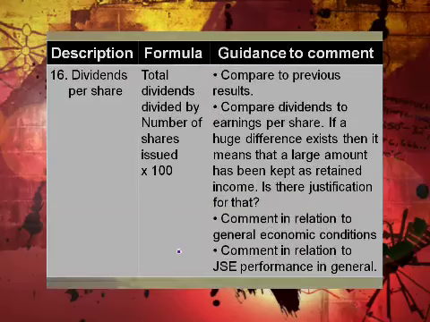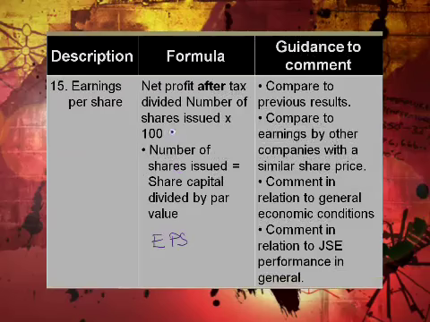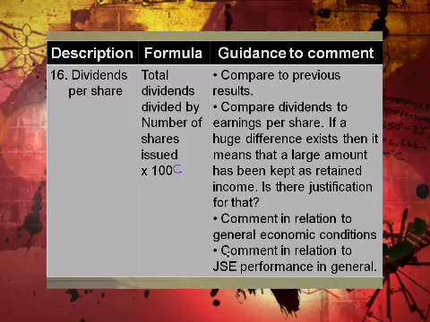What about your dividends per share? You take your total dividend divided by the number of shares issued, again multiplying it by 100. Remember, this 100 refers to cents, and the previous one as well. So your answer here, or your earnings per share, your answer will always be in cents. For example, 0.35 cents. Okay? So the dividends per share, once again, compare to previous results, compare to last year.